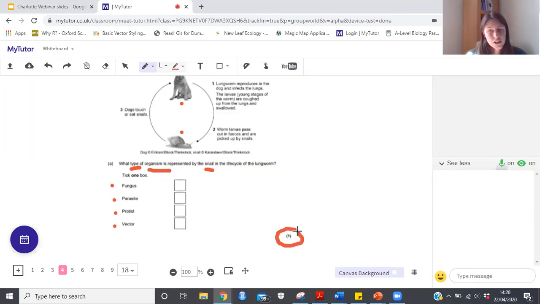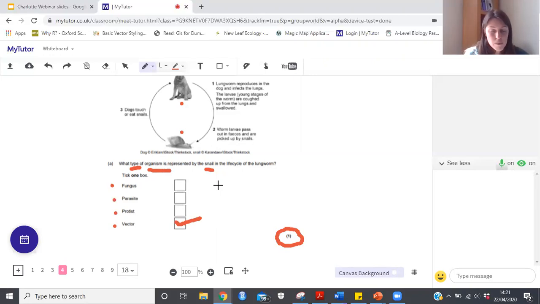And it's a 1 mark question, so we need to tick the box for 1 mark. So, good, there's a couple of people saying vector there. And vector is the right answer.